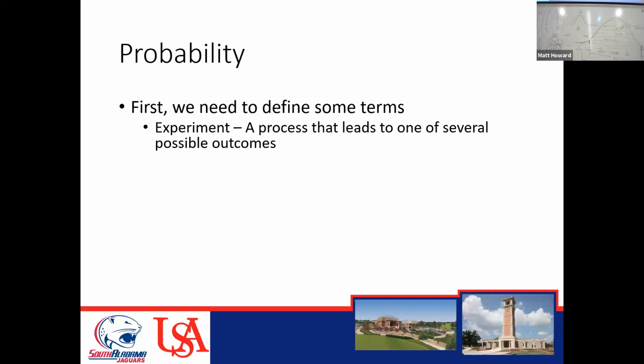Does anyone watch Community here? Anyone watch Community? One person? Okay, cool, one person. I just watched last night. They have an episode about rolling a dice, so I was just seeing if anyone here watches it.